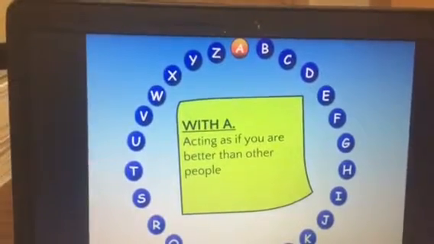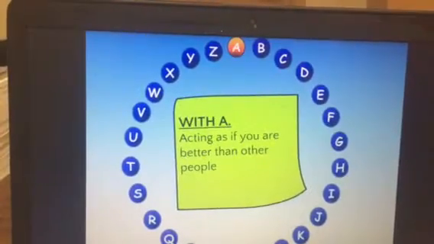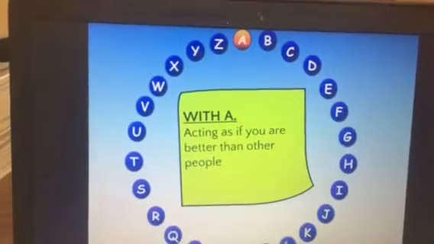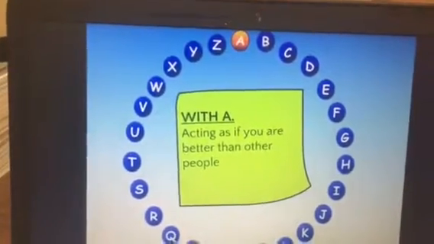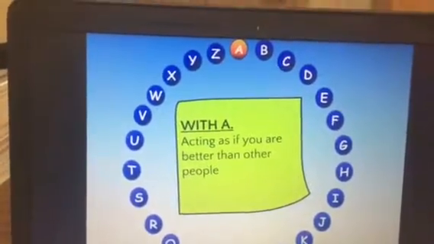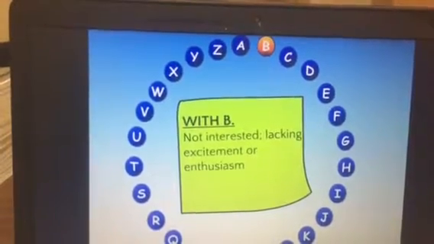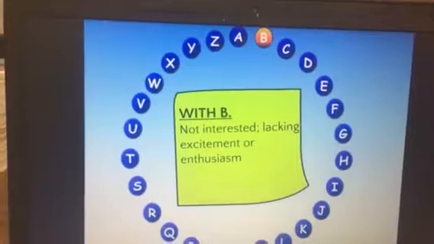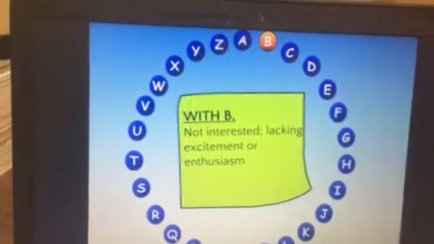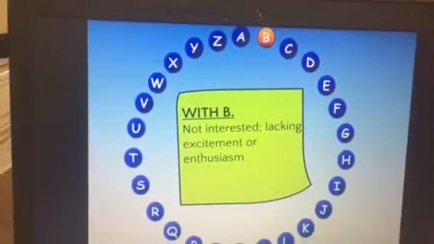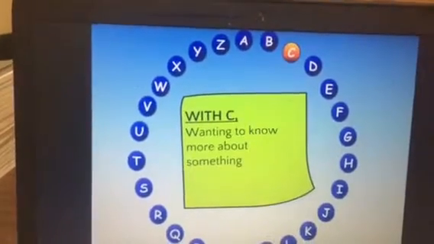So the board just looks like this. We're on A, begins with A, acting as if you were better than the other person. The player would say arrogant, and they would maintain control of the board. You keep control until you get one wrong or you say pass. With a B, not interested, lacking enthusiasm or excitement, they would say bored, still in control.